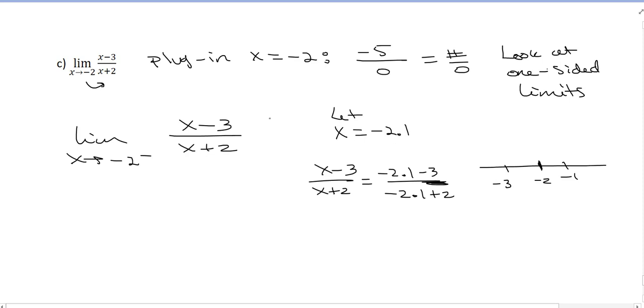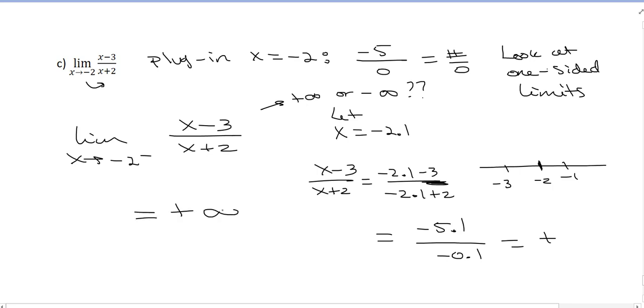And we're looking for, is this going to be positive infinity or negative infinity? So I'm just really looking for the sign. Notice -2.1 minus 3 is -5.1, and -2.1 plus 2 is -0.1. Negative divided by a negative is positive, and you can already see this is going to be a big number. So this then is going to go towards positive infinity.